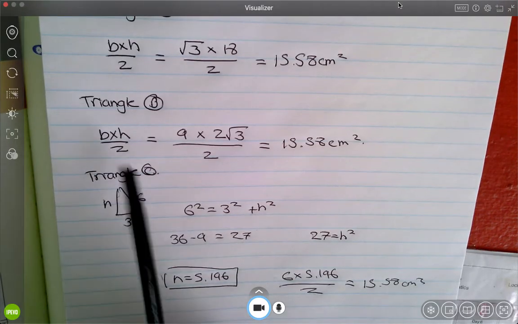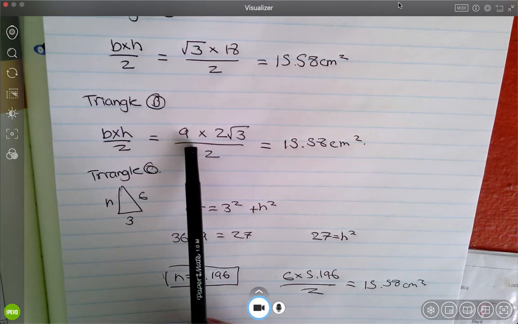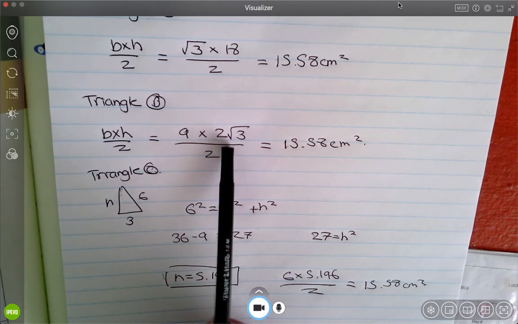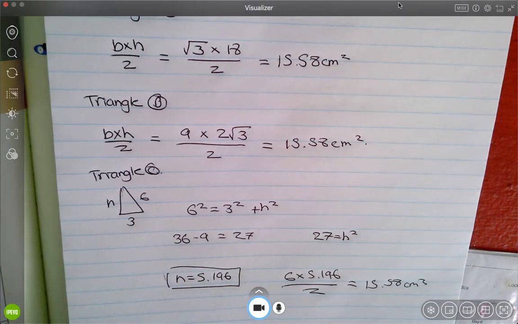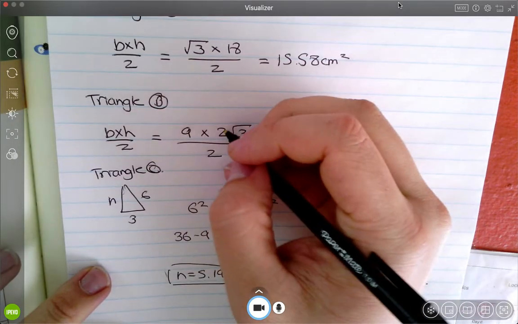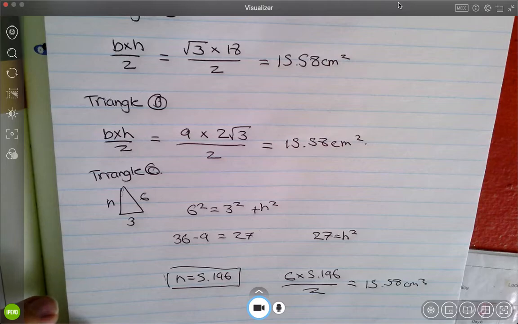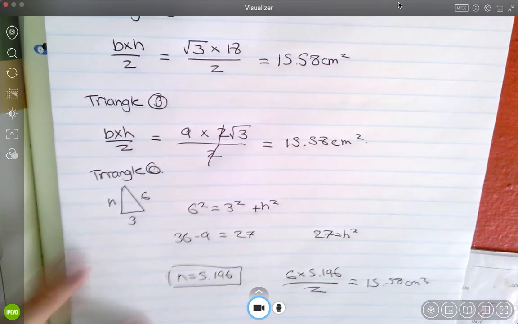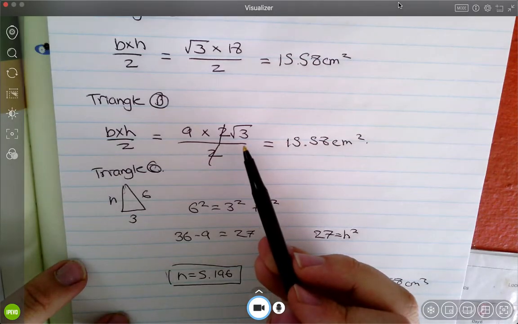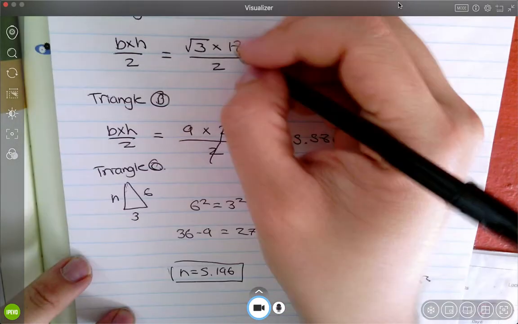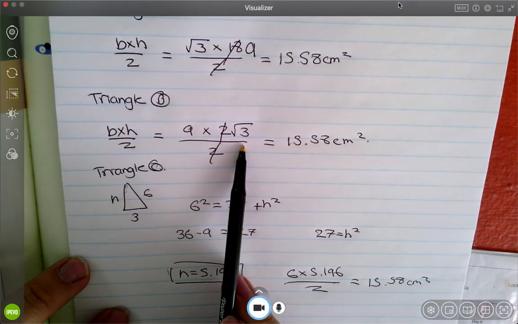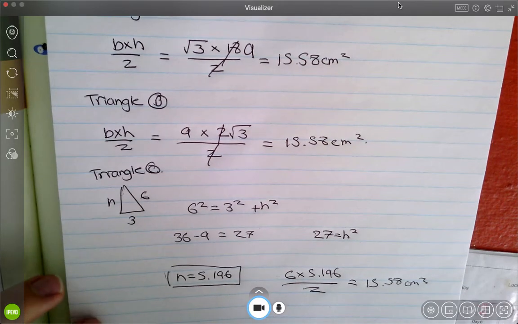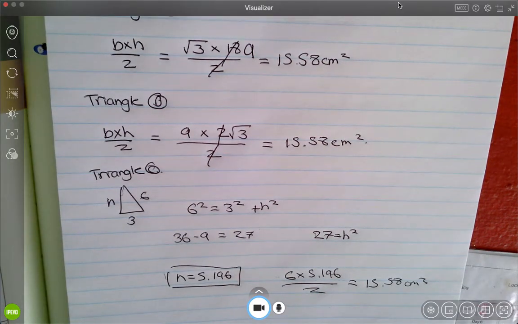In triangle B, base times height divided by 2. So my base was 9. My height was 2 times root 3. If they're glued together like this, it means times. So 2 times root 3 divided by 2. You could have also noticed that the 2 divided by 2 here cancels out. So you have 9 times root 3. 18 divided by 2 is also 9. So you end up with 9 times root 3 in both. That's why they use the root 3, to make it easier to find an equivalent triangle.